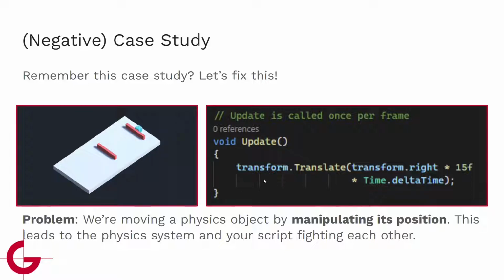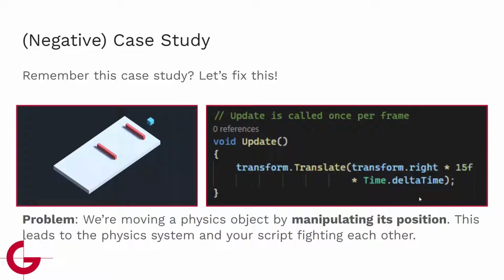It's very simple. We're moving the object using translate, moving to the right, times the velocity and Time.deltaTime. So what's the problem with this case study? Well, the problem is that we're moving a physics object by directly manipulating its position. So this leads to the physics system and the script actually fighting each other. If the object runs at the wall here, the physics system will tell the object that, you hit a brick wall, don't go any further.